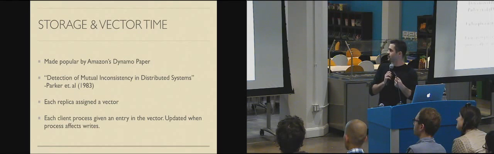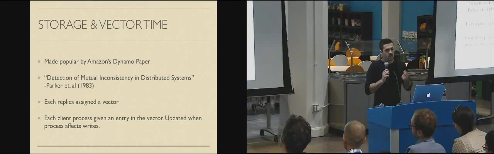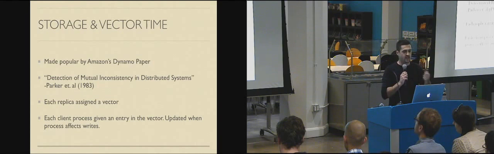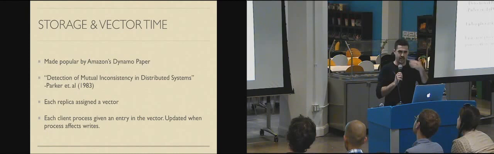But the similarity between these two papers is that each replica, each data item is paired with this vector, this piece of metadata that talks about its versioning. And in the case of the Dynamo paper, each client process had an entry in that vector. And when a client updates a data item, it updates its entry in the vector. It increments it. It moves it forward.